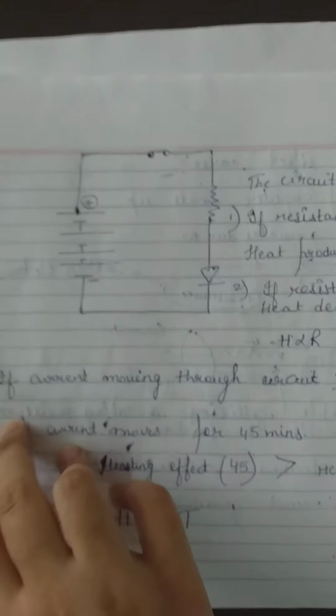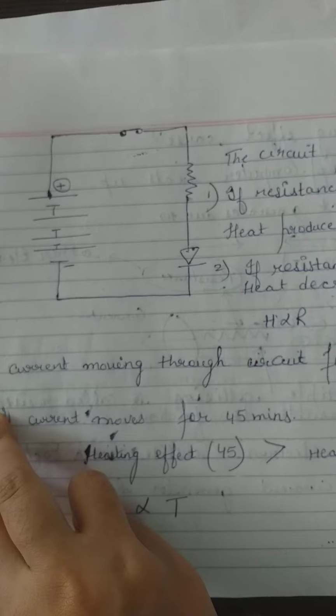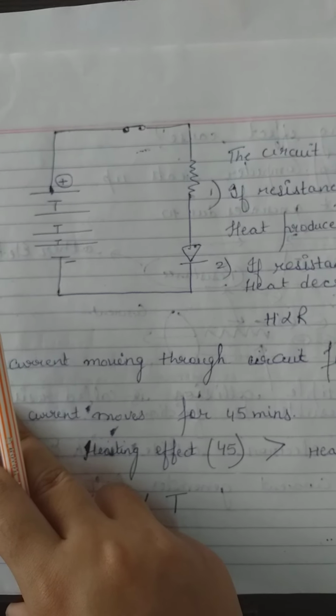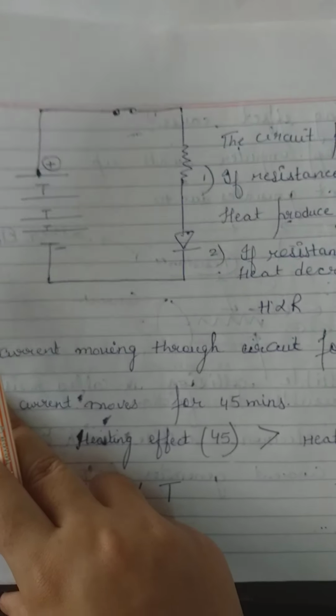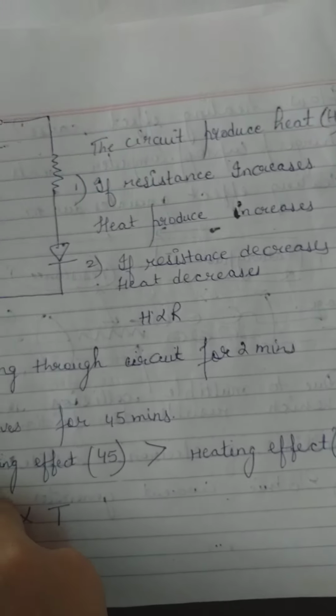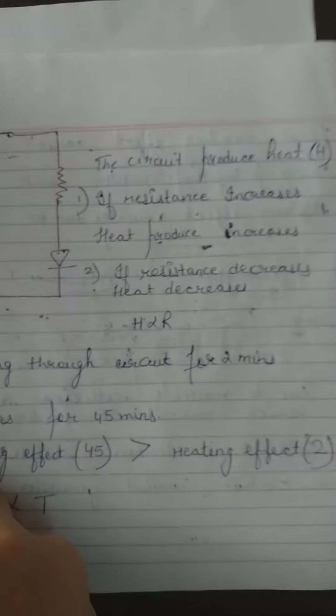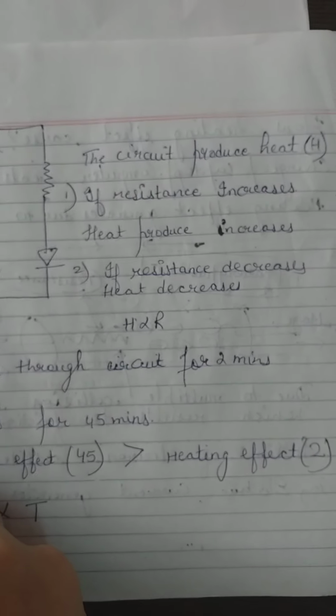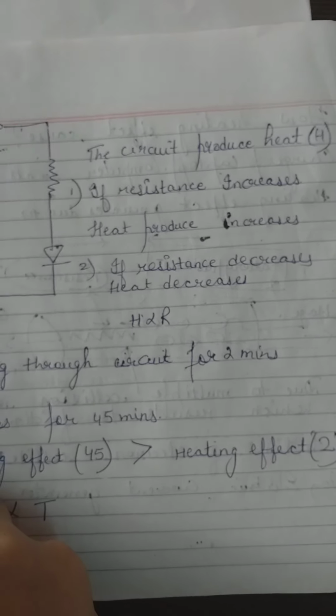Now come to the next topic, that is the circuit. Please note down this circuit carefully. There is a switch, resistance, and potential difference. Okay. Next, move on to the theory. There is a circuit which produces heat, represented by capital H.